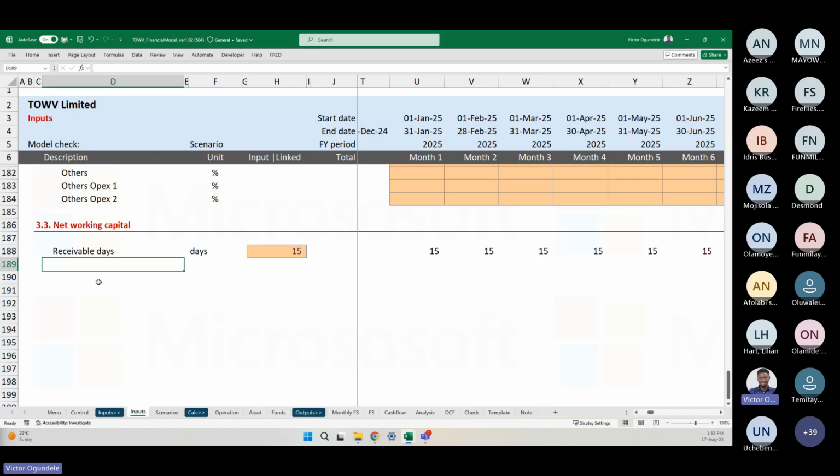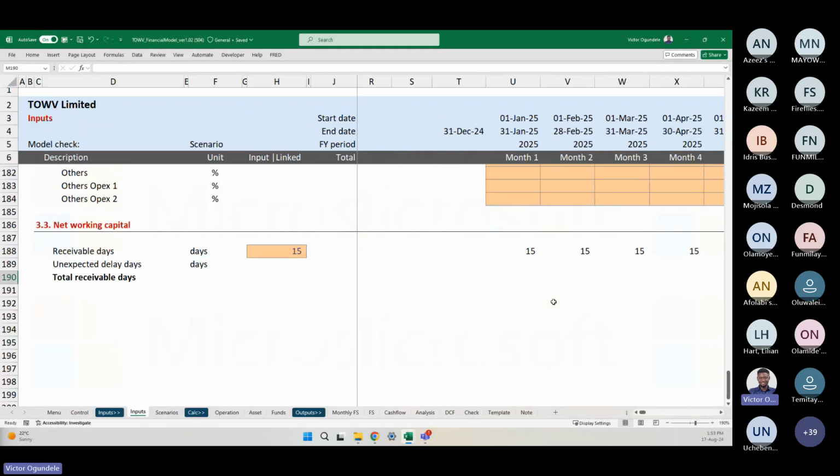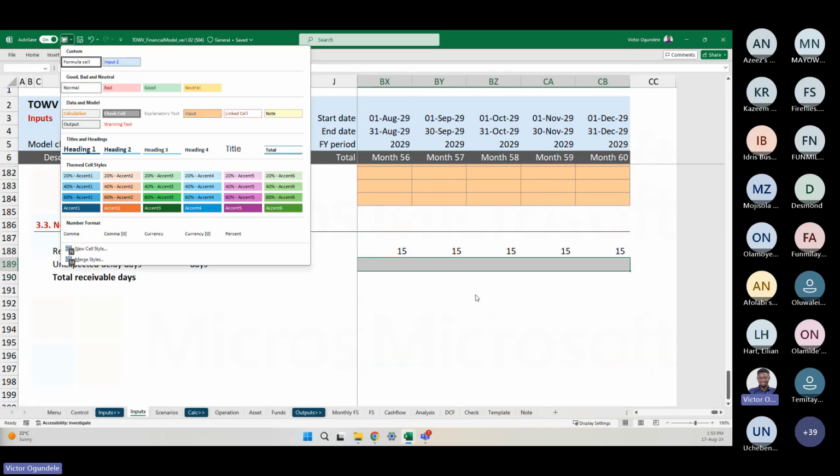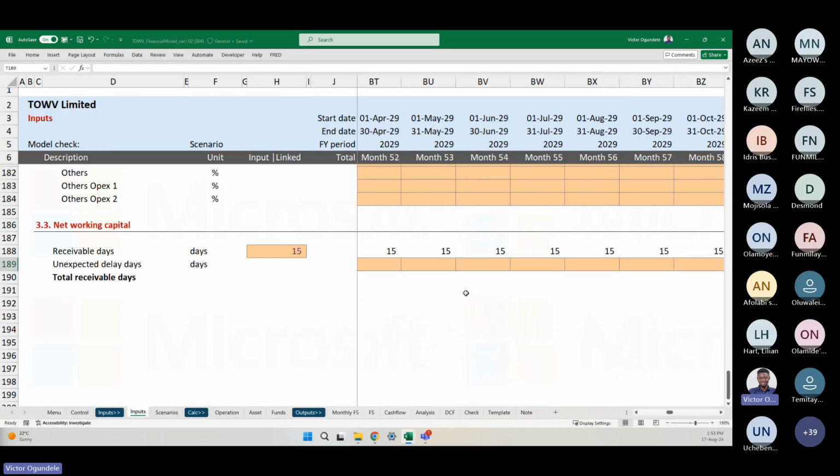Okay, or even they make provision for if scenarios. So what we're going to do is let's add, let's call this unexpected delay days. Right, it's also days, and with that we can have our total receivable days. Okay, so for this unexpected delay days, that would definitely, so put everything as input for the 60 month.